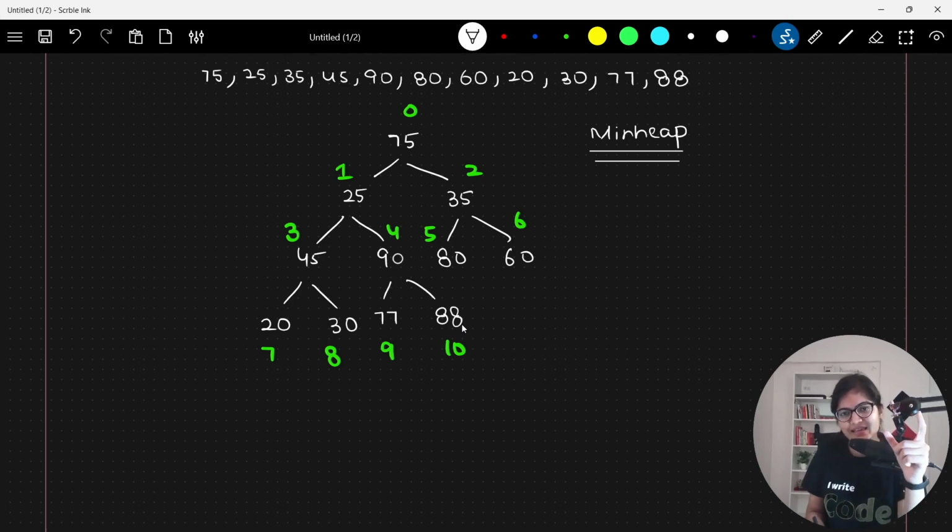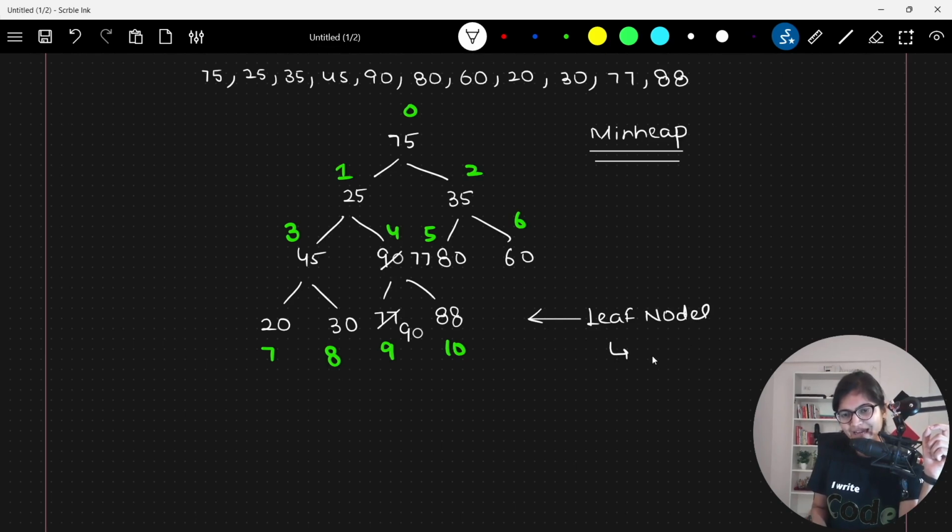If you look here, are they following the properties of a Minheap? No, because 77 is the lower value. So a swap will be required. 77 will be here, 90 will be here. Now one thing you need to understand is that when we are at the leaf nodes, the last level, can I say that at that point the number of swaps will be for sure equal to 0? Can I say this statement?